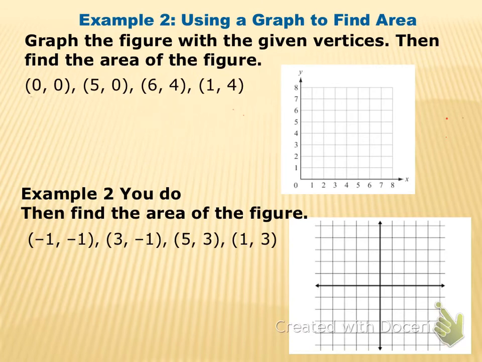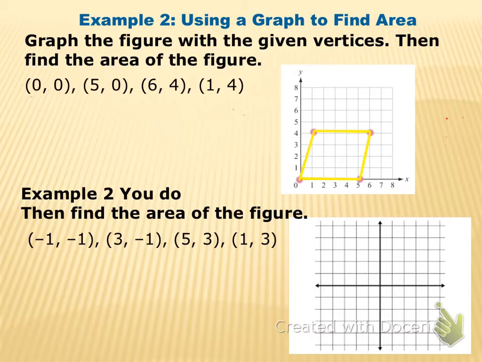Let's try another one together. Let's plot these points. You've got 0, 0, 5, 0, 6, 4, and 1, 4. This one isn't quite straight up and down, so it's not a rectangle, but we know it's a parallelogram.